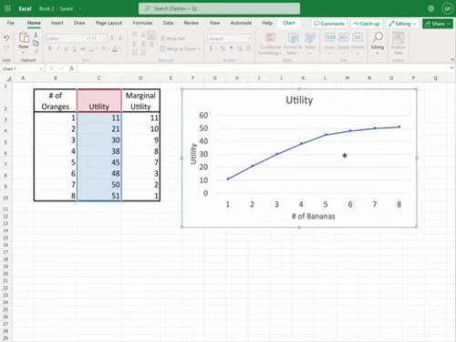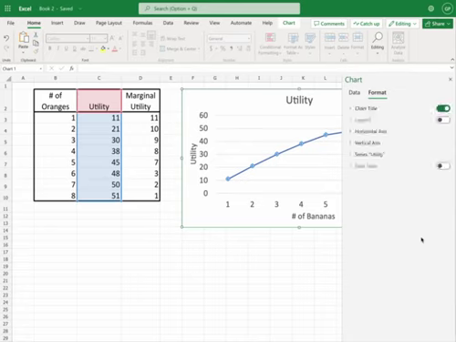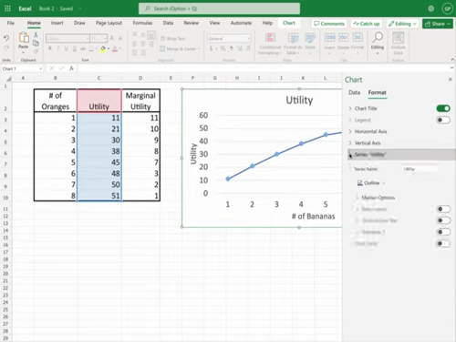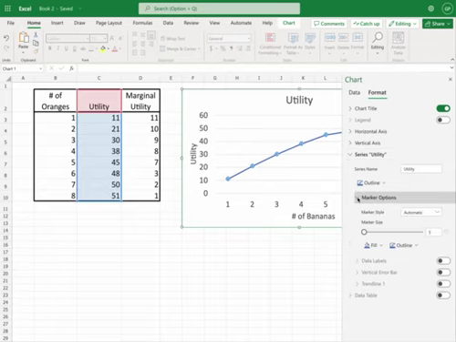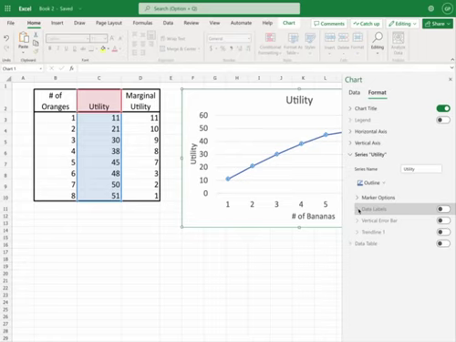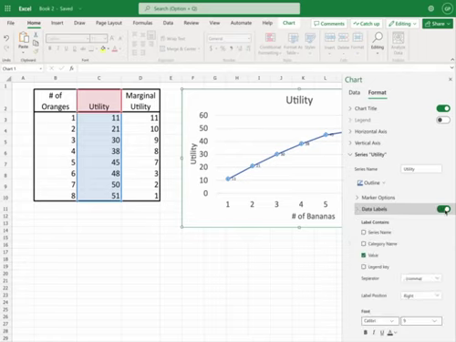Nice little graph. One of the other things you might want to do is to actually show what these data types are. So for example, if you want to know what each of those points actually represents, go to Series Utility, marker options, data labels. We want data labels, and we also want the category name. That'll give us the Cartesian coordinates of those different data points.